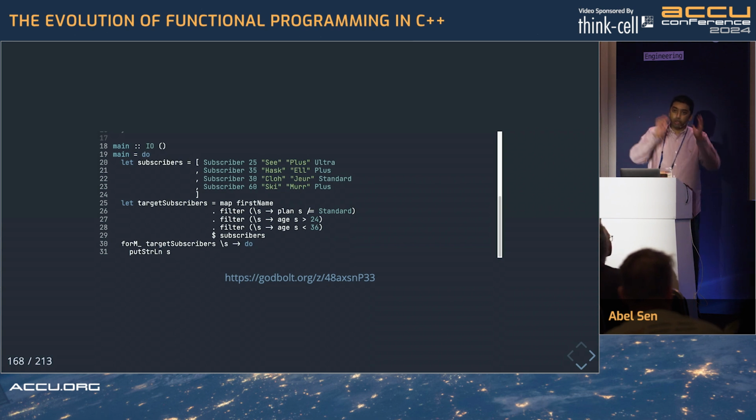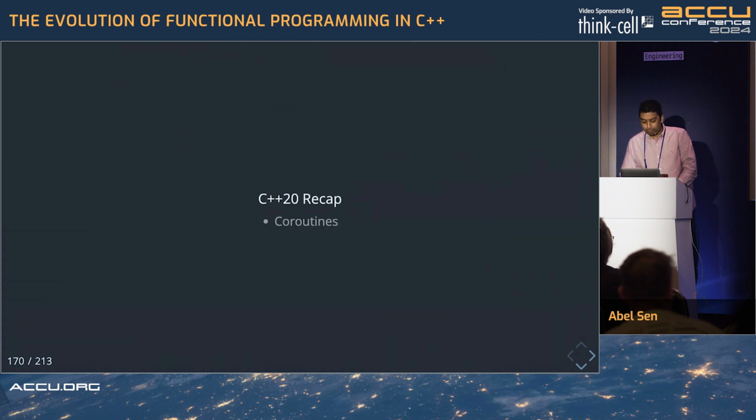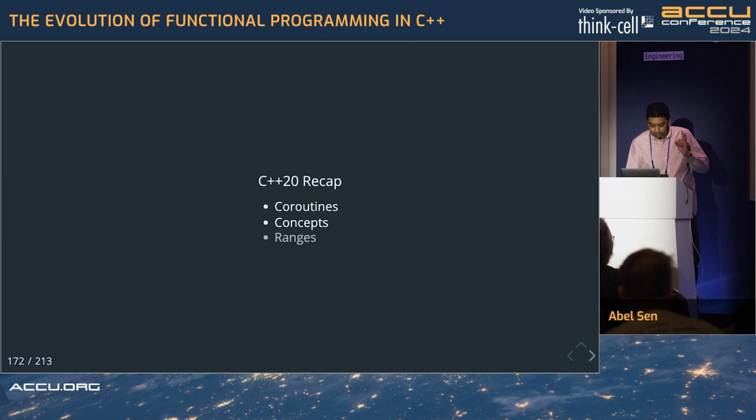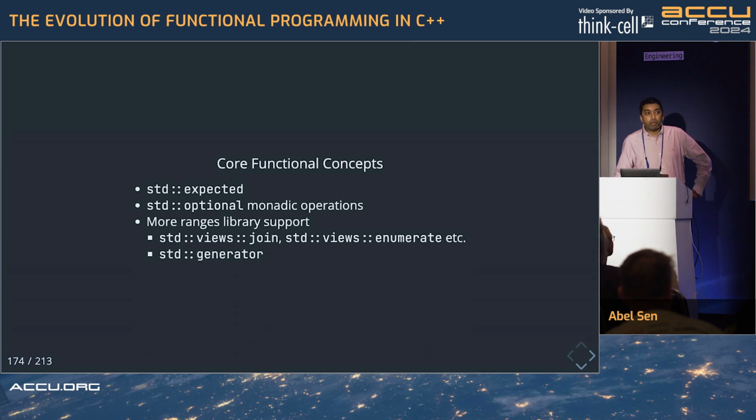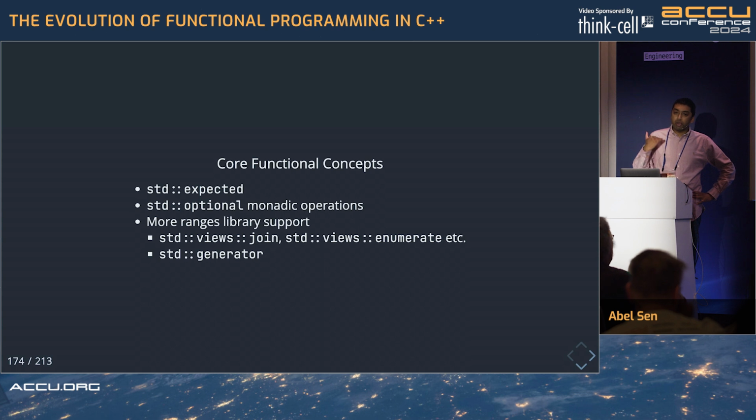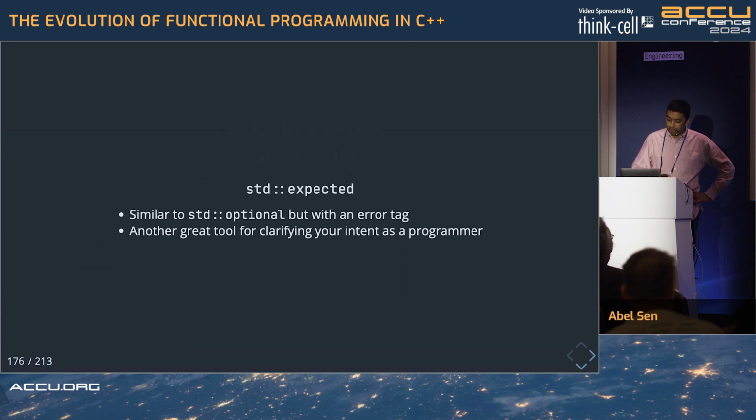Nothing happens in the target subscribers' value, in its computation, until its elements are demanded by the action of iterating and printing out the list of target subscribers. So recapping, we got coroutines, concepts, ranges. Now for C++23. Here we get std::expected, monadic operations updates to std::optional, and additional helper functions for the range view library. So starting with the first one.